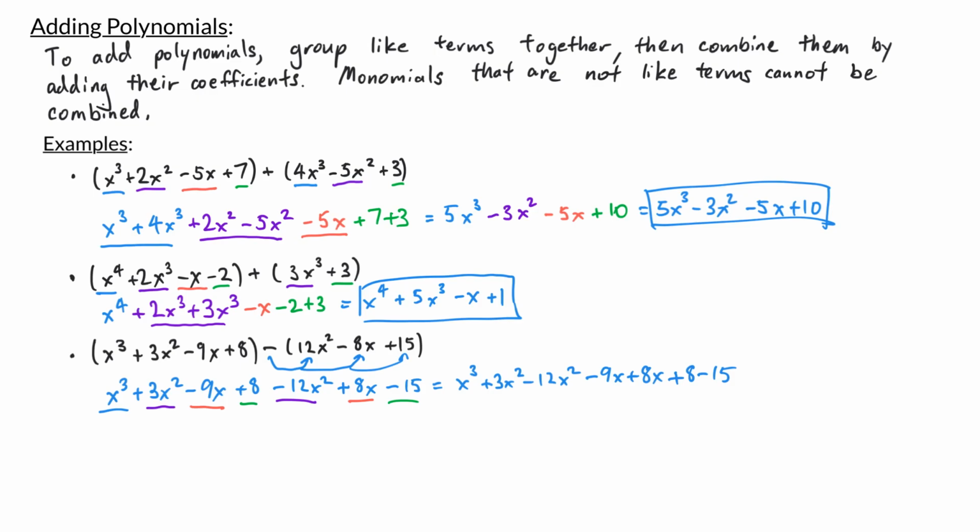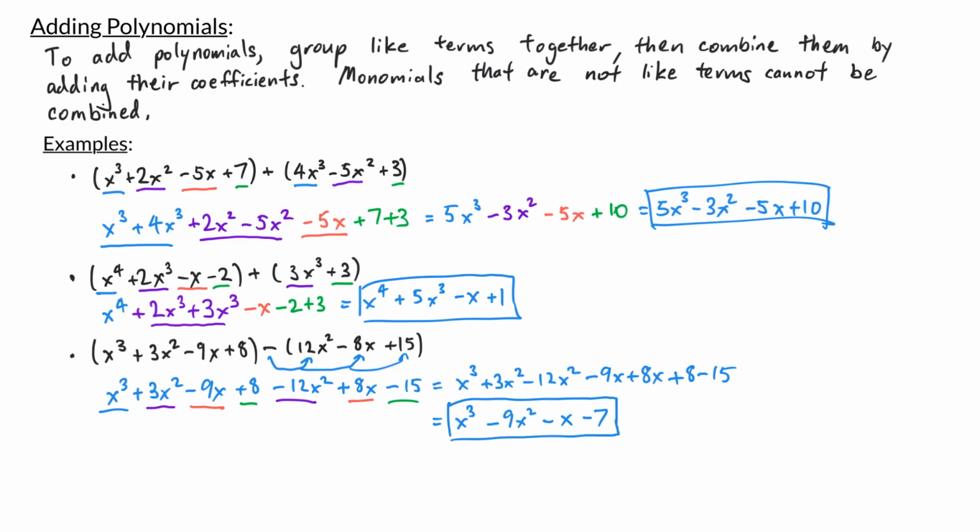Now let's combine the like terms. So we have x cubed. The plus 3x squared and the minus 12x squared can be combined together. If I combine the coefficients, 3 minus 12, I get negative 9x squared. Next we have negative 9x plus 8x. Combining the coefficients, negative 9 plus 8, that gives me negative 1. So I have negative 1x, or just negative x. And then lastly, 8 minus 15 gives me negative 7. So this is what we get when we subtract those two polynomials.